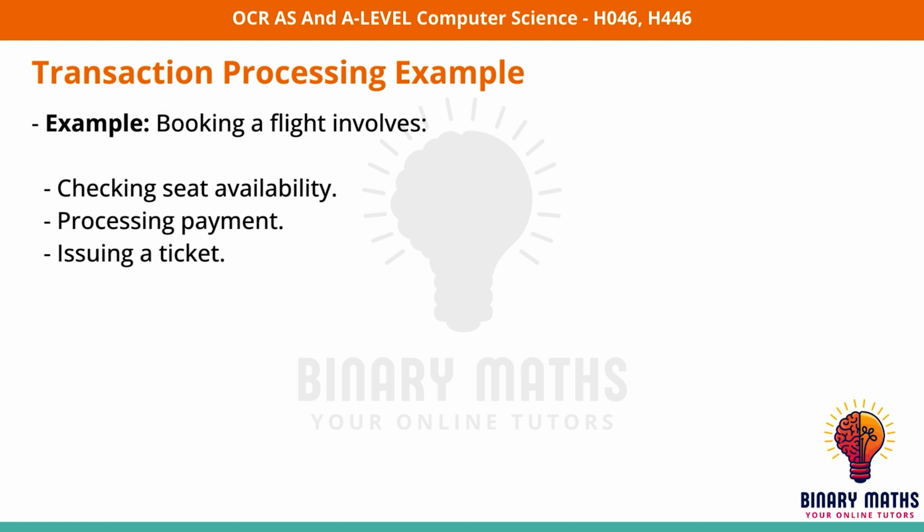Let's look at a real-world example of transaction processing. Imagine you're booking a flight online. The transaction might involve several steps, such as checking if seats are available, processing your payment, issuing your ticket. All these steps must be completed successfully for the transaction to be valid. If any step fails, for example, if the payment doesn't go through, the entire transaction should be cancelled. This ensures that the database remains consistent.